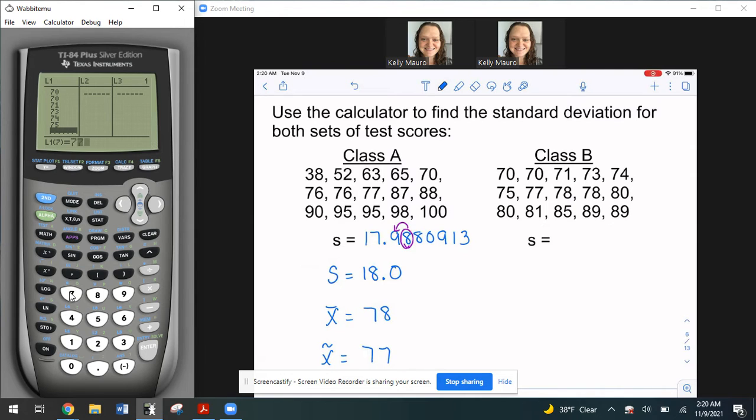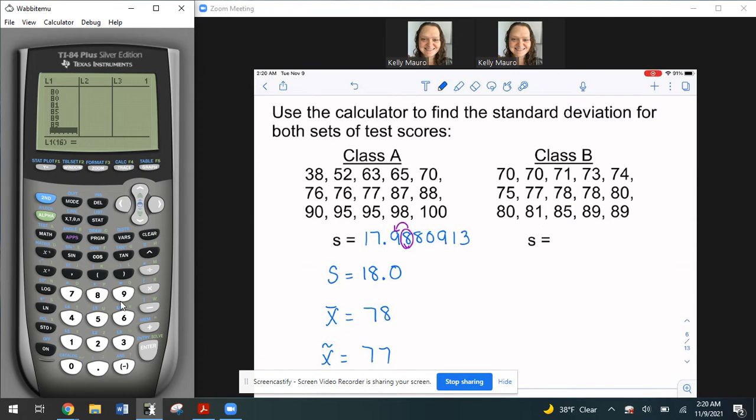I know. Takes a minute to get all the data typed in. 77, 78. There are two 78s. Make sure you type in both of them. Two 80s. Always get those duplicated numbers in there. 81, 85, almost done, and two 89s.